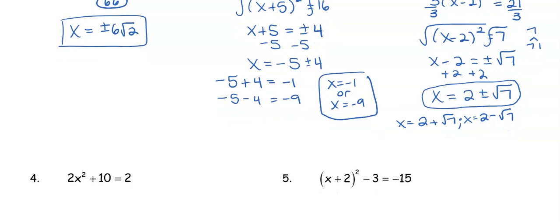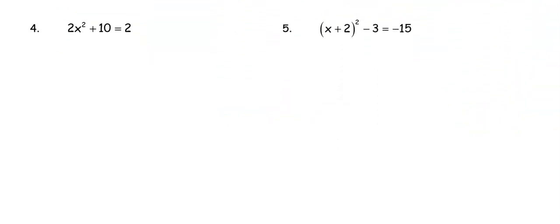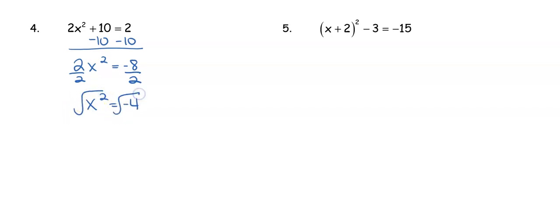All right, our next one, number 4. Again, when we solve by square roots, our goal is to get our x squared term isolated. We move our 10 over. 2x squared is equal to a negative 8. We keep on solving to get that x squared by itself. x squared is equal to a negative 4. We square root. When we go to square root, we notice something, and we can't forget this.